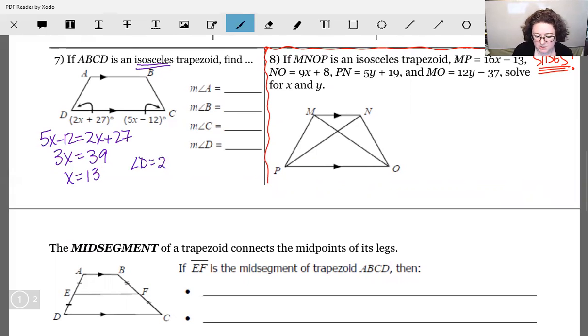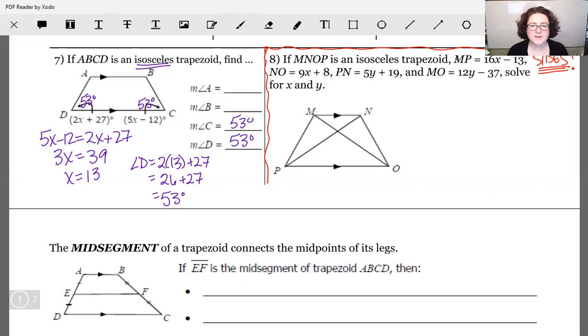Let's use angle D to start. So angle D would be 2 times 13 plus 27, otherwise known as 26 plus 27. See, 20 plus 20 is 40. 6 plus 7 is 13. So we actually have 53 for that angle. And so I know that I have 53 on my two base angles because they're isosceles. So that's angles D and C. So 53 and 53. So how do I find my top two base angles now?